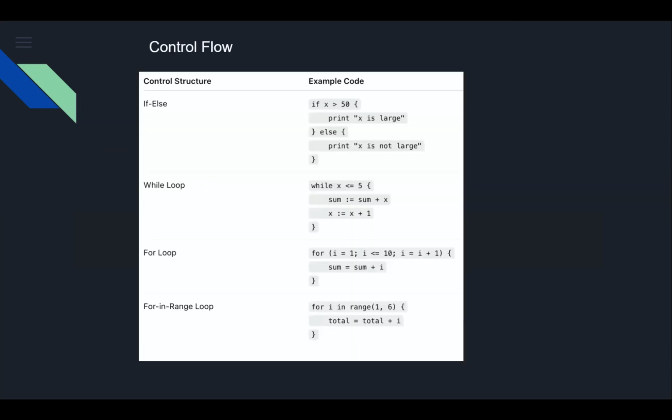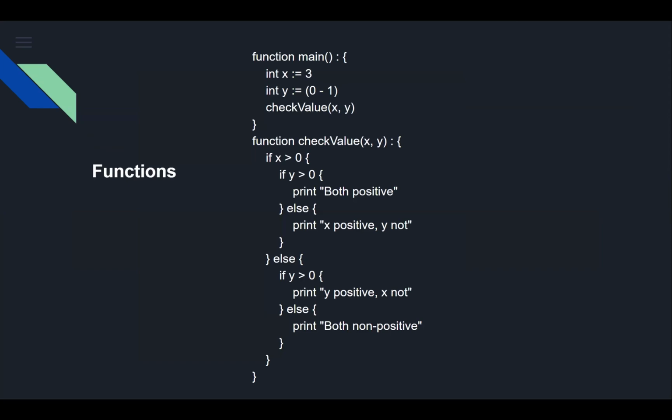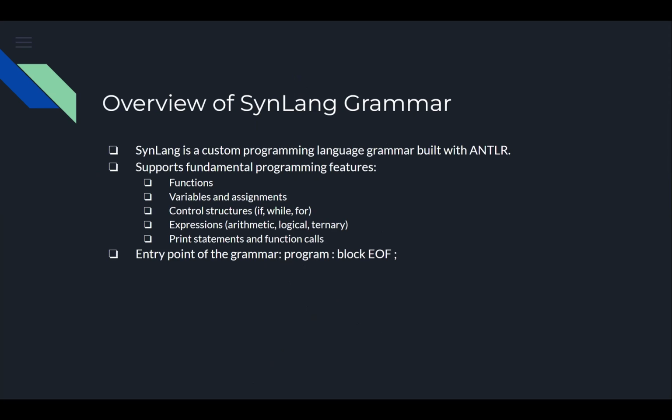Next, control flow. The if-else block allows conditional branching, and the while loop is used for conditional repetition. For loops come with an initializer, condition and update, and the for each loop gives a more Python way to iterate over a numeric interval. Next, functions, which are defined using the function name syntax. They support parameters, local variables, and all forms of control flow. In this example, we have defined a main function that calls check value, which uses deeply nested if-else blocks. Over to you, Sejal.